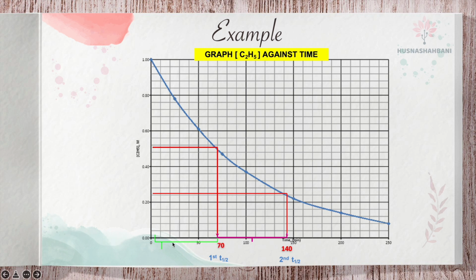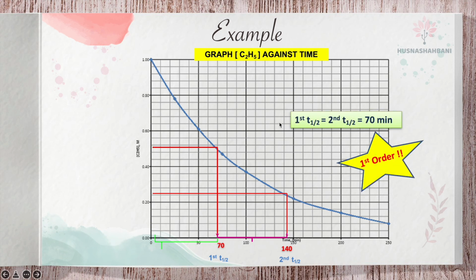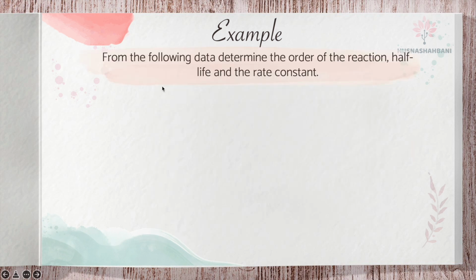So the first half-life 70 minutes, the second half-life it's also 70 minutes. The time taken is also 70 minutes. 70 to becomes 140, it's also 70 minutes. So from here you can conclude that first half-life is equal to the second half-life. If first half-life is equal to the second half-life, it is the first order of reaction.